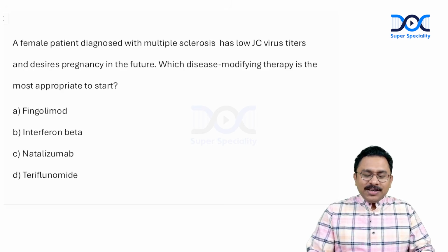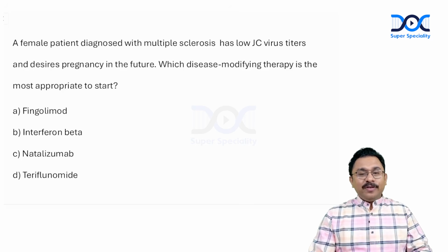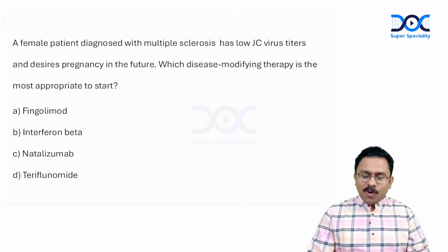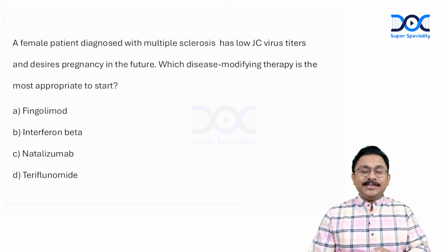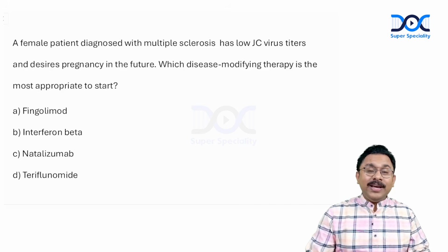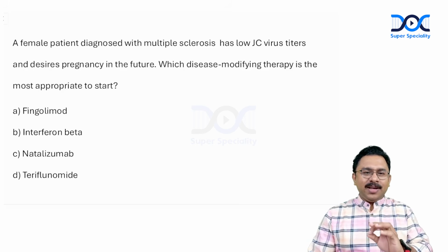A female patient diagnosed with multiple sclerosis has low JC virus titers and desires pregnancy in future. Which disease modifying therapy is most appropriate to start? What are the options? Fingolimod, interferon beta, natalizumab and teriflunomide. Now, disease-modifying therapy in multiple sclerosis is a high-yield topic both for NEET SS and INISS. I've told my students to be very thorough with it.